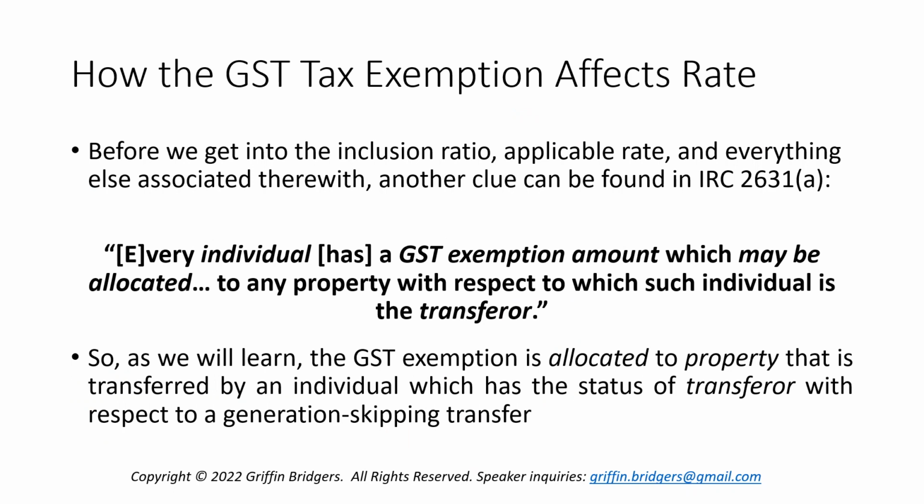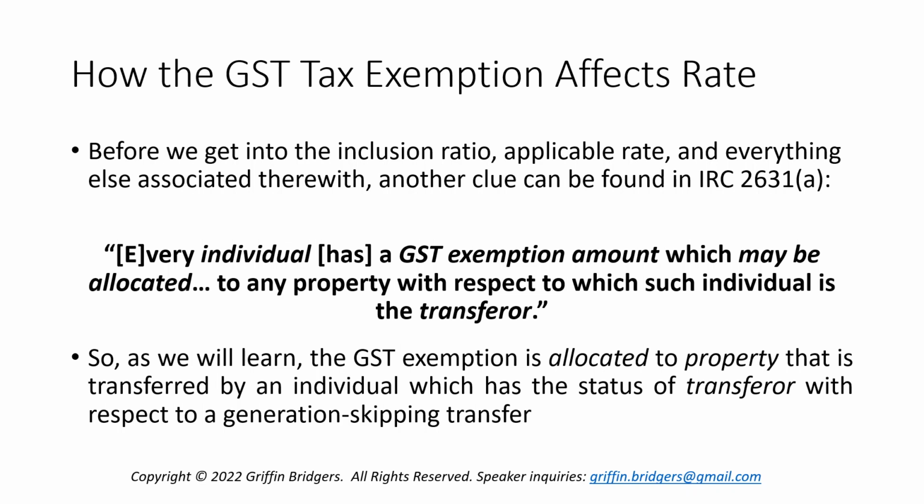Before we get into the inclusion ratio and the applicable rate and everything else that's associated with those terms, there's another clue found in Code Section 2631, which says, paraphrased, every individual has a GST exemption amount which may be allocated to any property with respect to which such individual is the transferor. So, as we covered last time, if you're the transferor, you're making a transfer to or for the benefit of a skip person, you have the choice to allocate GST exemption amount to that transfer, which will determine the inclusion ratio and the applicable rate for that transfer now and in the future.